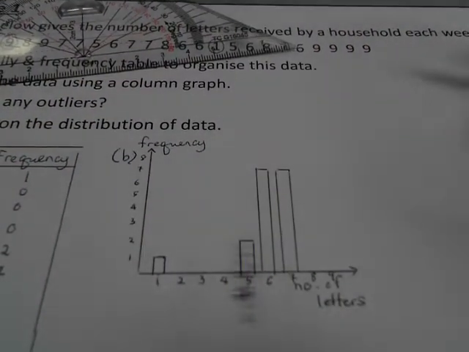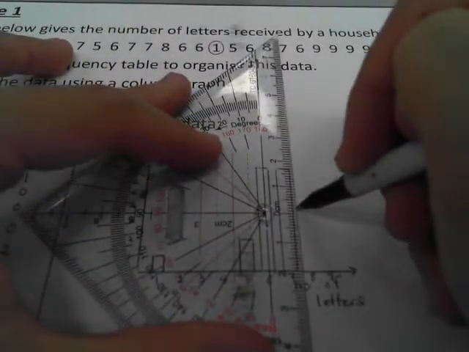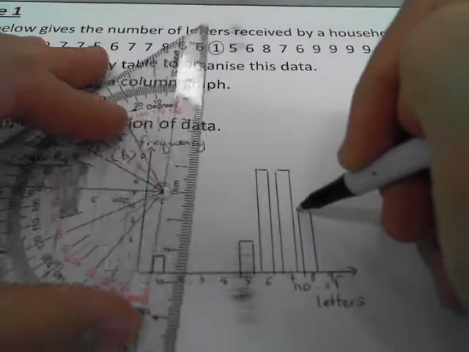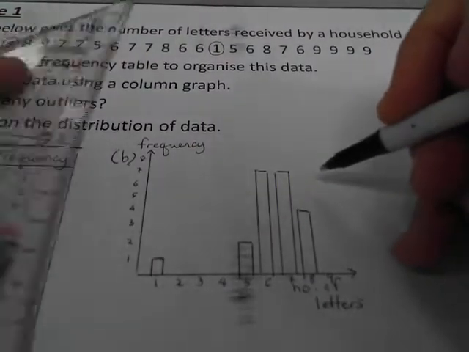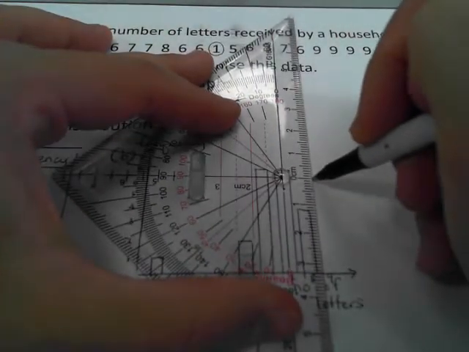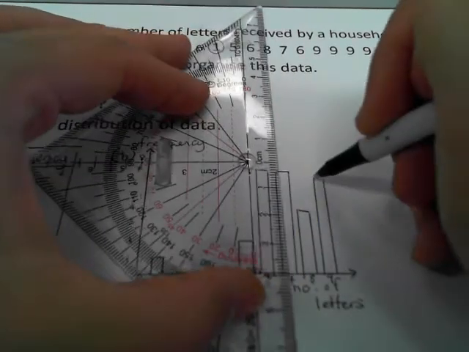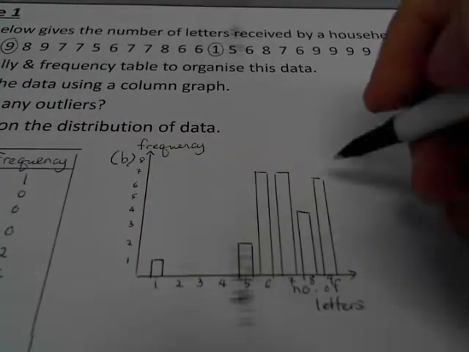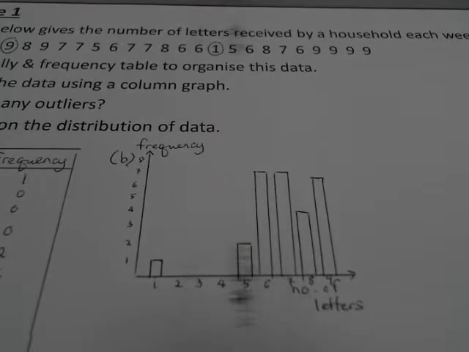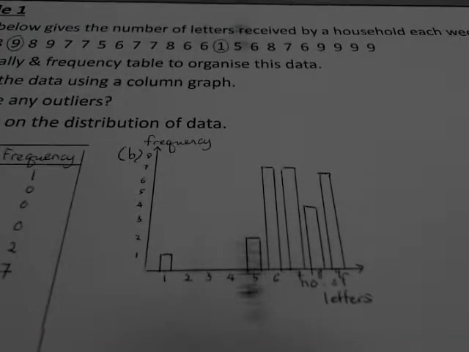How much is 8? 4. So 4 should be here. Yep. How much is 9? 6. So as you can see here, this is the column graph that we have drawn. Okay, so this is how you need to draw if they ask you to draw.